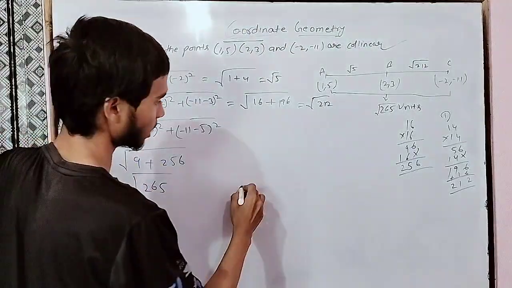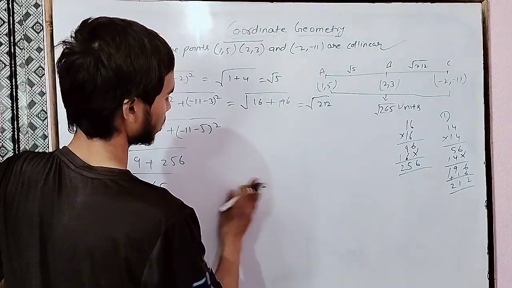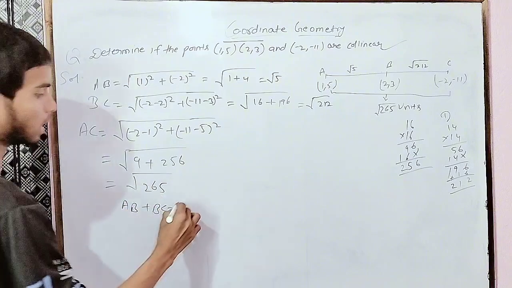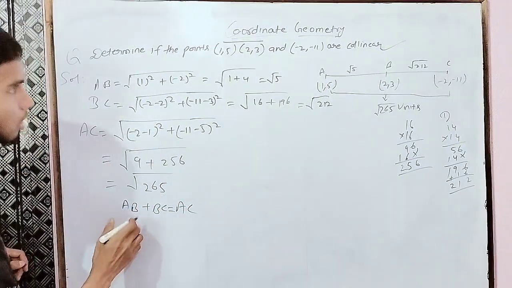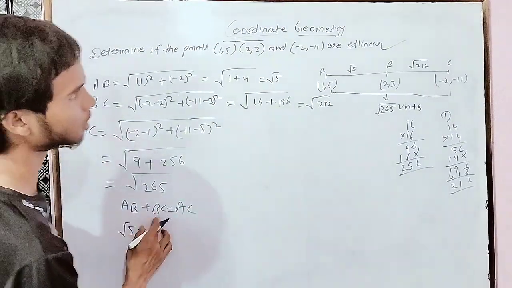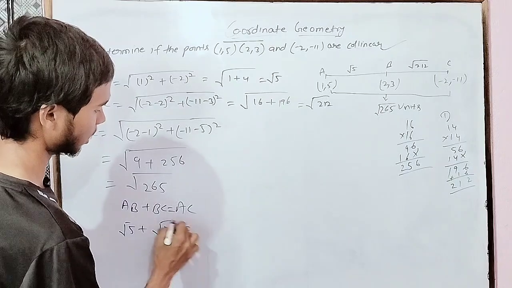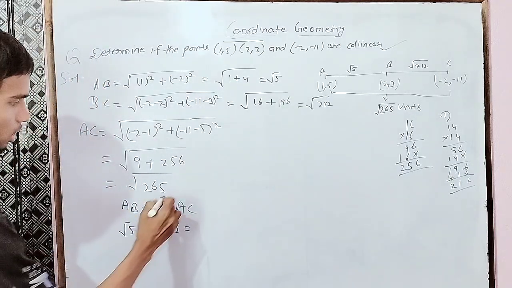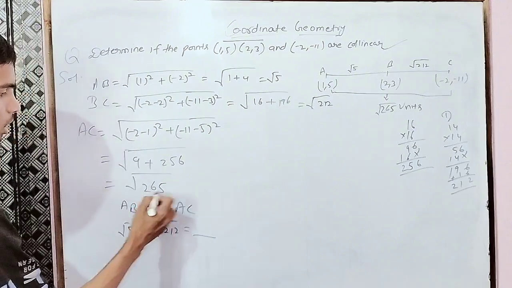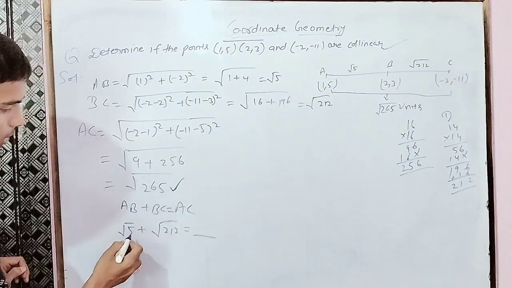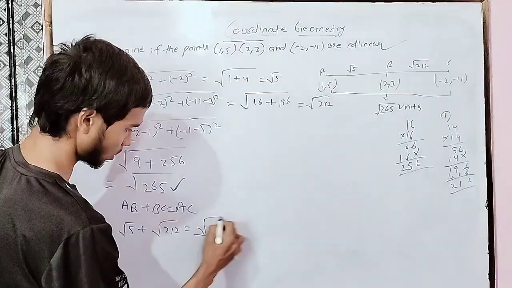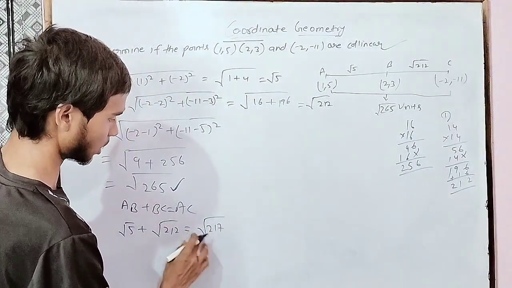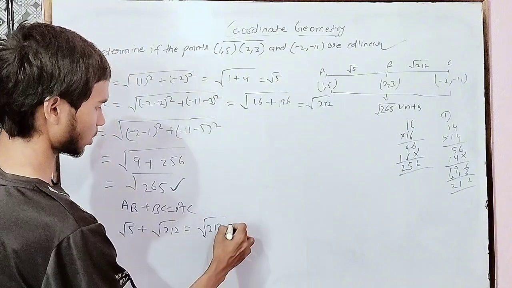As I was saying, the sum of AB plus BC should be equal to AC. Then what is AB? Root 5. And what is BC? Under root 212. And now what is AC? Here the number should be how much? But here you can see how much is coming? Under root 265 units.